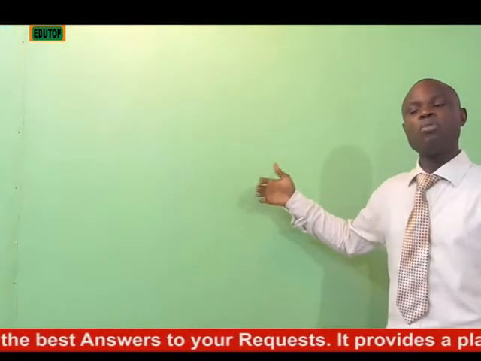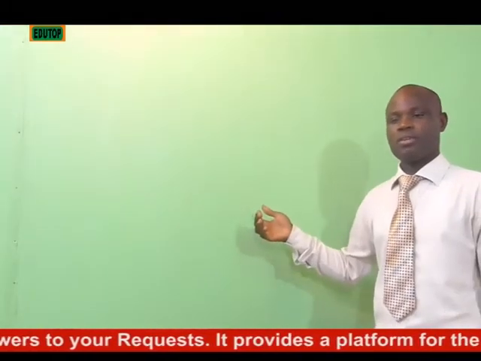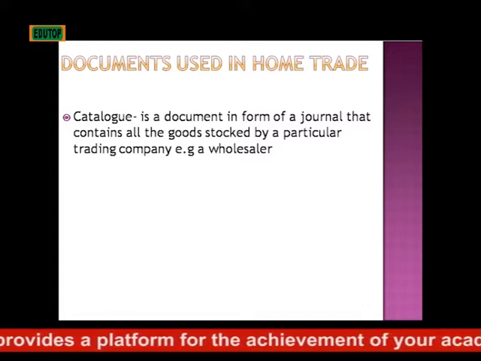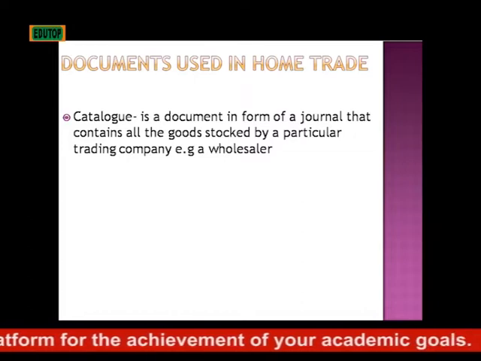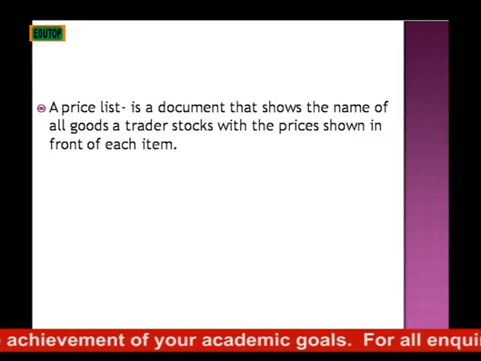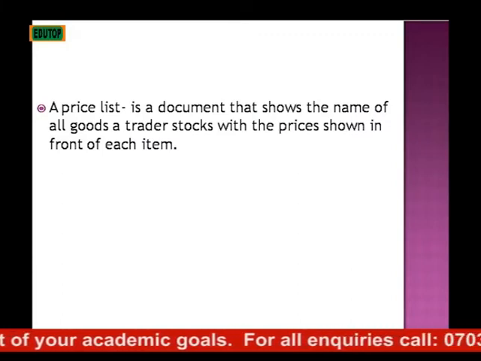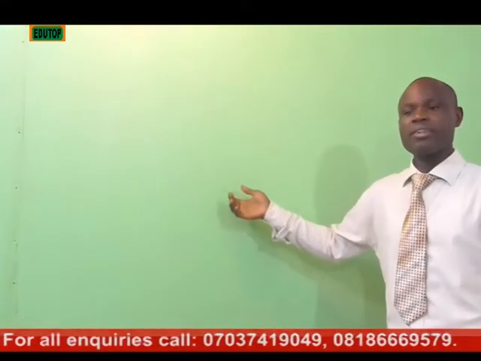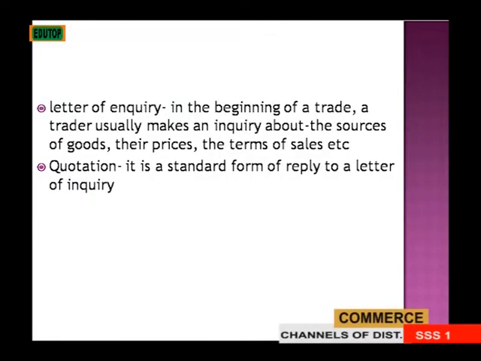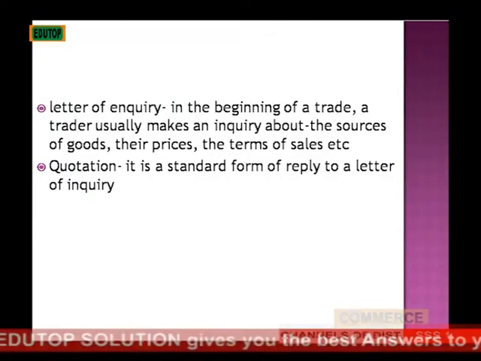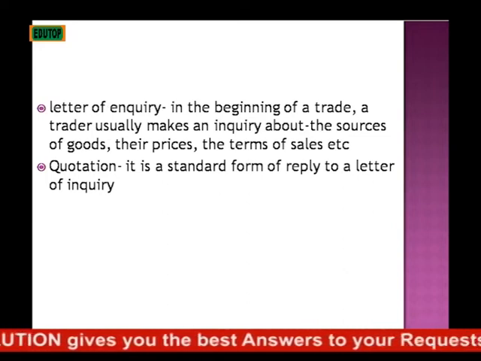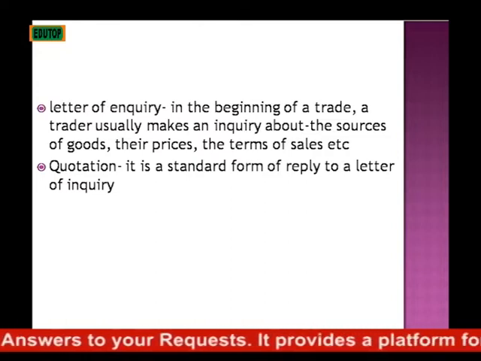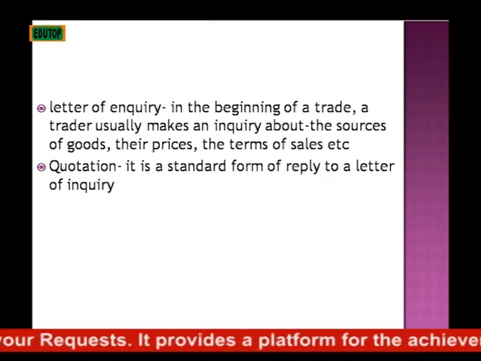Documents used in home trade. 1. Catalog is a document in the form of a journal that contains all the goods stocked by a particular trading company, e.g., a wholesaler. A price list is a document that shows the names of all goods a trader stocks with the prices shown in front of each item. Letter of inquiry. In the beginning of a trade, a trader usually makes an inquiry about the sources of goods, their prices, the terms of sales, and so on. And we also have another document, quotation. It is a standard form of reply to a letter of inquiry.